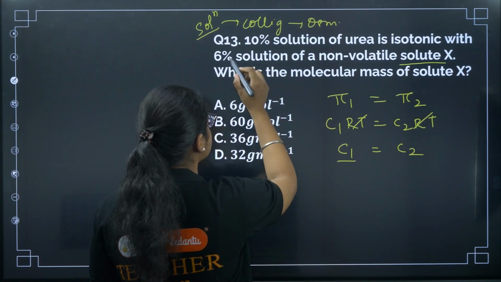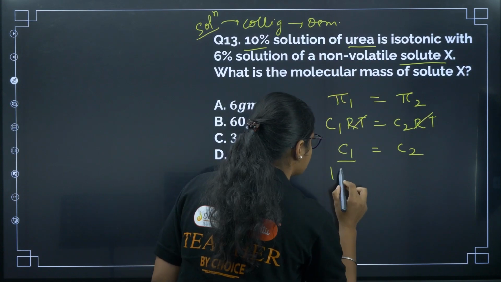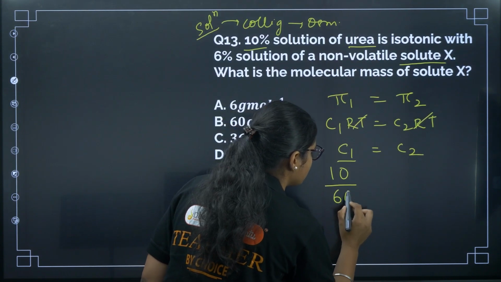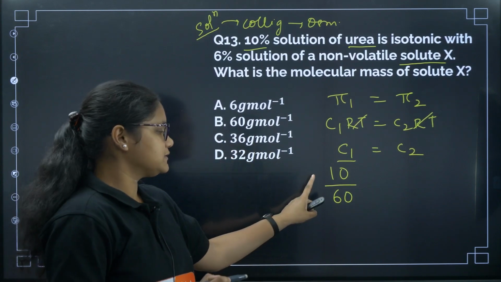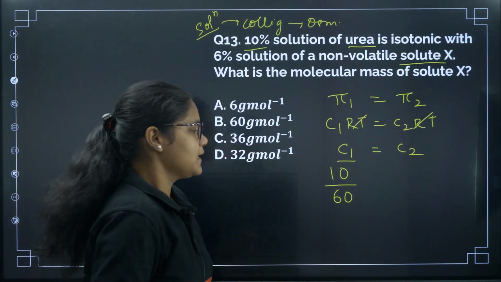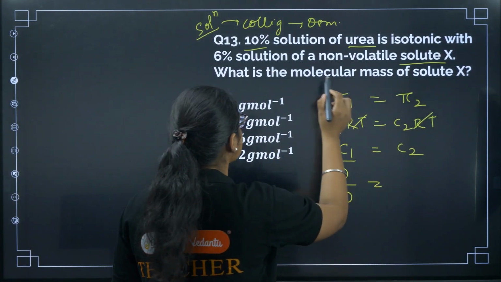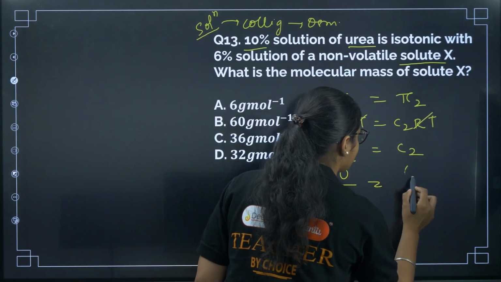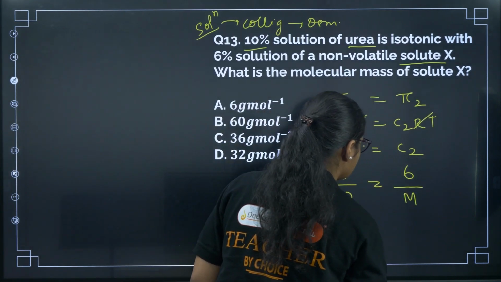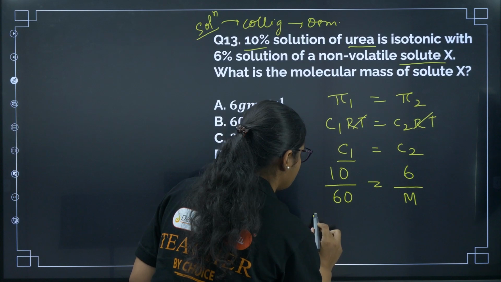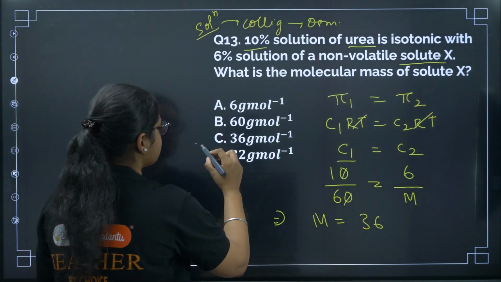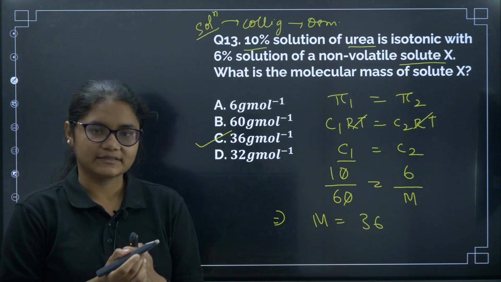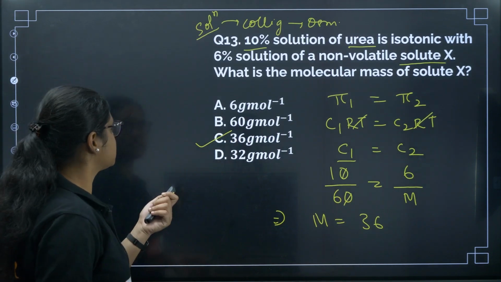So if you say for 10% of urea, so number of moles is what? Given mass by molar mass. 10% means 10 gram of urea is present. So given mass is 10 gram, molar mass of urea is 60. Is equal to 6% of a non-volatile. So given mass is 6 and molar mass we have to find out. So now if I solve this, we can cancel this one, that is 36. So the correct answer for this question will be option number C. Okay, this is also very easy question.